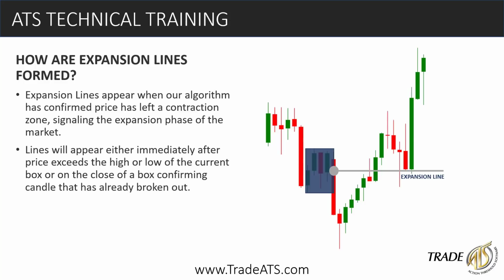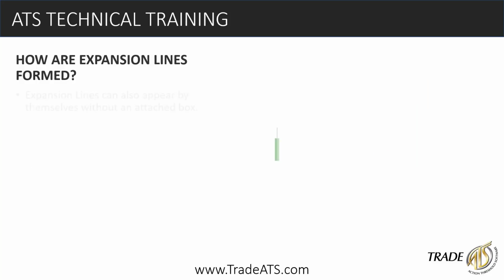Or it can happen on a box confirming candle that has already broken out. That is that one candle lag that happens. It's very rare, but it can happen. If price confirms a box and breaks out of it on the same candle, then you will get a box appear, and an expansion line will have already appeared as well on that candle. It's very, very rare that it happens, but it has to happen this way so that we don't get any kind of repainting. So there's definitely a benefit to keeping it that way.